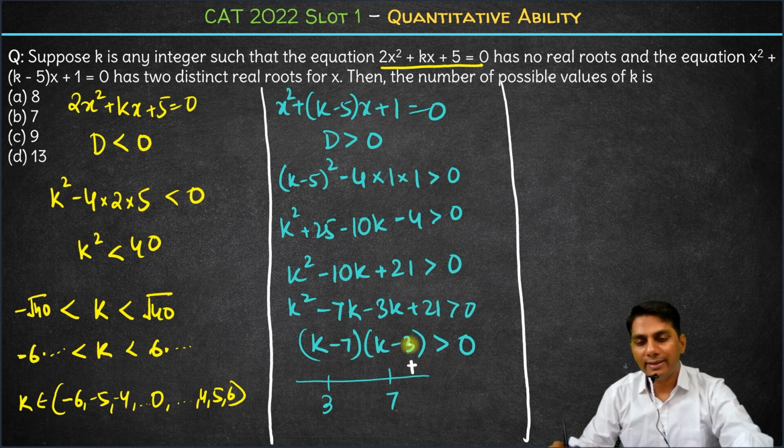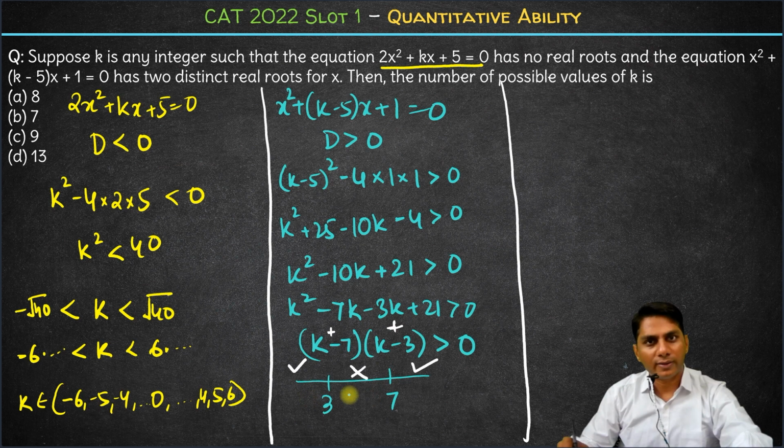What if k is between 3 and 7? If k is between 3 and 7, this factor will be negative and this will be positive. So the whole product will become negative. So we will not accept this range for k. K cannot be between 3 and 7. If k is less than 3, this will be negative, this will also be negative. So negative into negative becomes positive, hence greater than 0. So even for k less than 3, the expression is positive, hence we will accept this solution. And when k was greater than 7, both were positive, hence this was also acceptable.